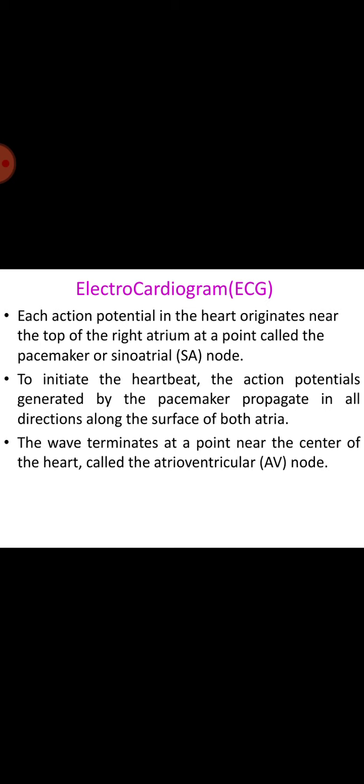To record the electrocardiogram, a number of electrodes are affixed to the patient's body, and the electrodes are connected to the ECG machine by the same number of electrical wires. Each action potential in the heart originates near the top of the right atrium at a point called the sinoatrial node. To initiate the heartbeat, the action potentials generated by the pacemaker propagate in all directions along the surface of both atria. The wave terminates at a point near the center of the heart called the atrioventricular node.